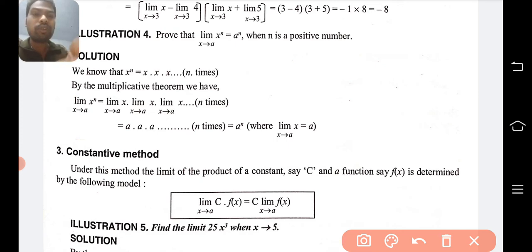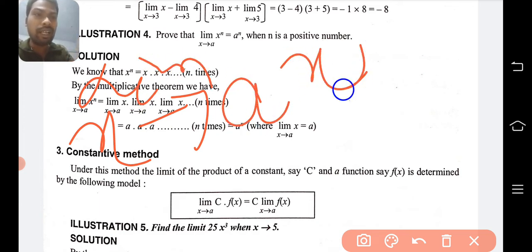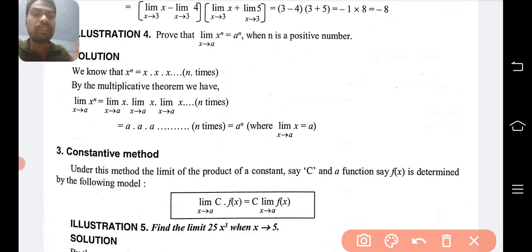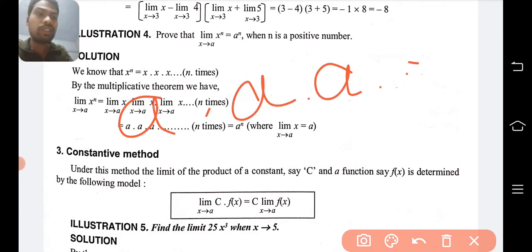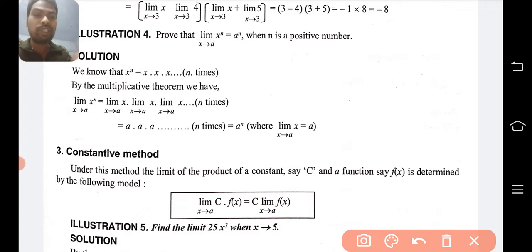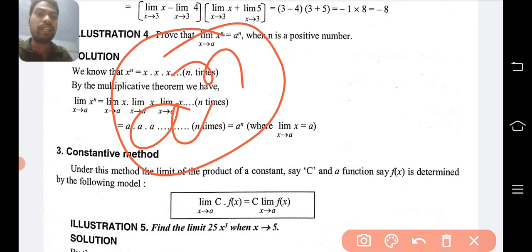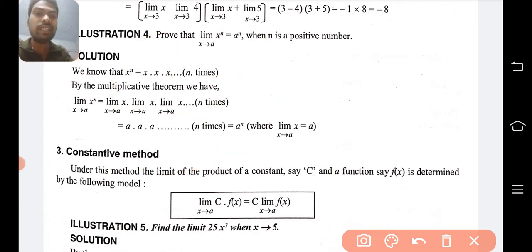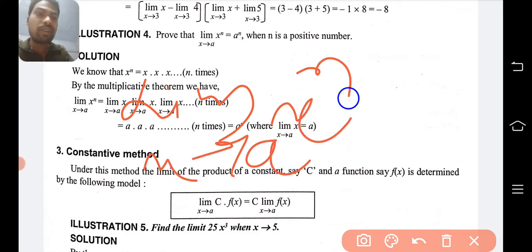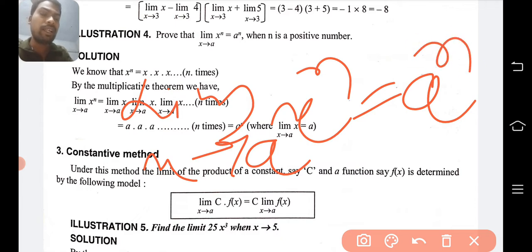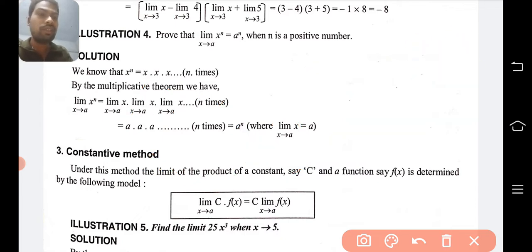Then once we have taken the limit x tends to a of x, it means in place of x we are going to put a. So whatever limit term we are going to get, that is equal to a into a for n number of times. If you multiply a n number of times, then what we are going to get? We are going to get a to the power n. So in this way, the limit x tends to a of x to the power n is equal to a to the power n. Clear?